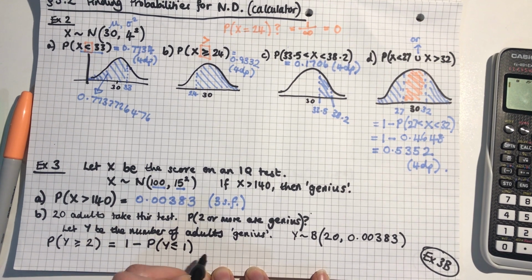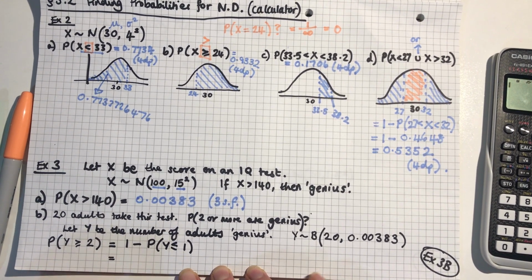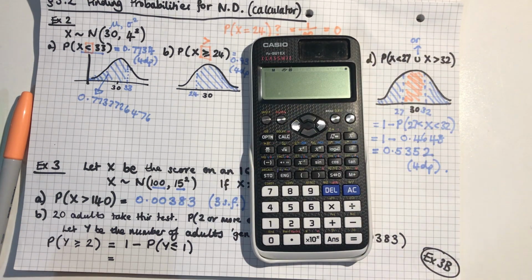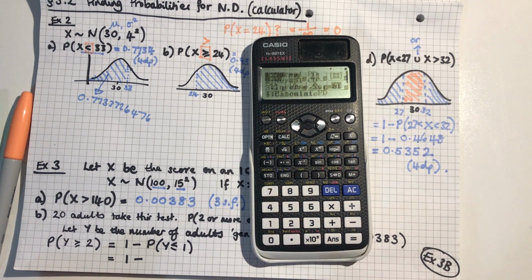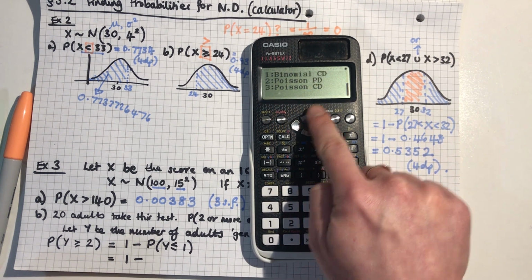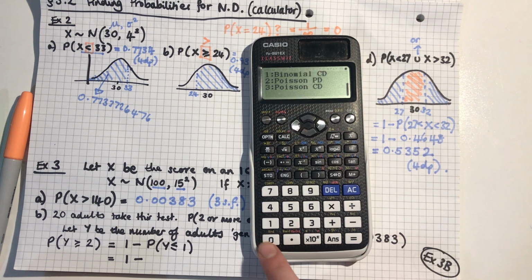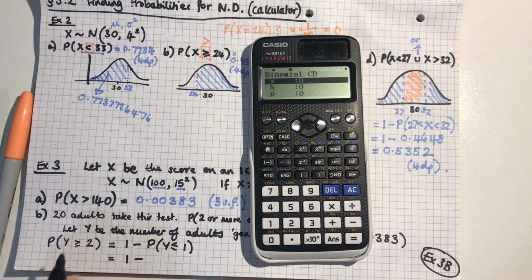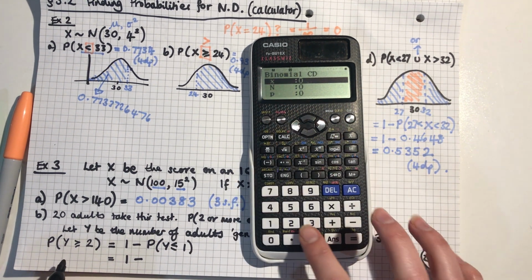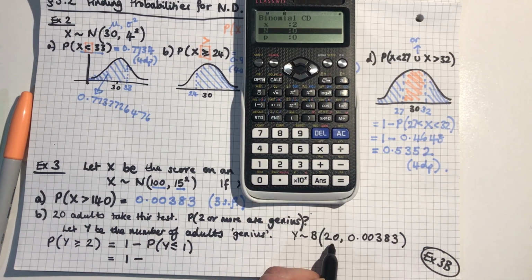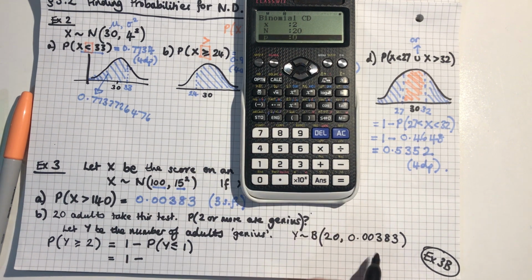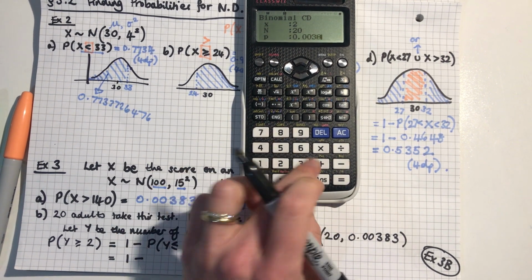This is what we did last year in year 12. If that's unfamiliar to you, you need to go back and remind yourself of it. Let's work that out, shall we? Press the menu button and go to distribution, and this time we're going to go to binomial cumulative distribution, so it's on the second screen down. I have a variable, so it says x, but obviously we've called it y, that doesn't matter. N was 20 because we have 20 trials. The probability of success on each trial is 0.00383.